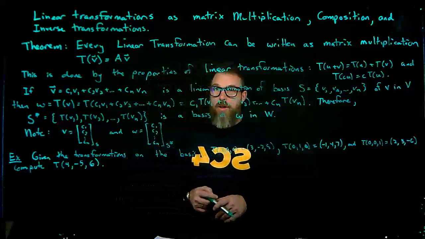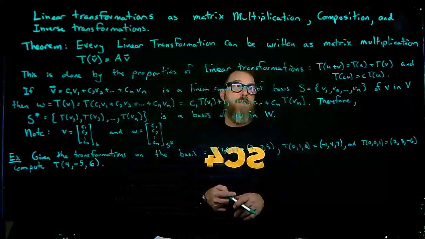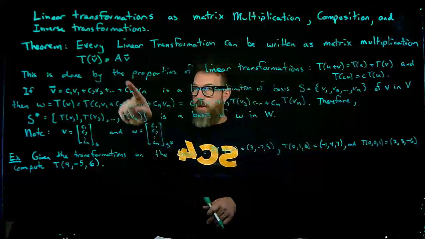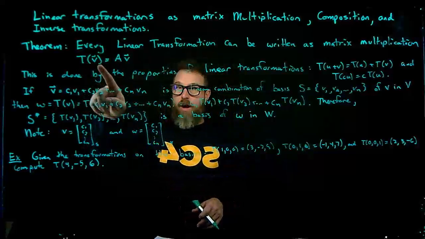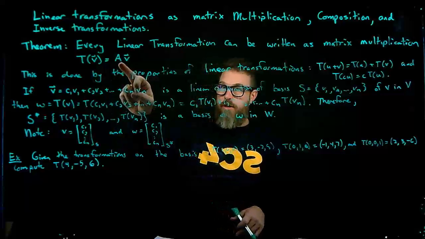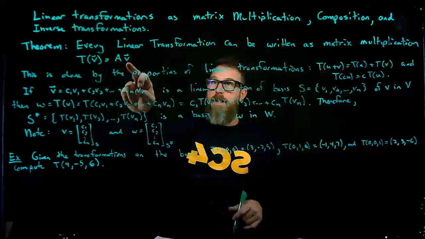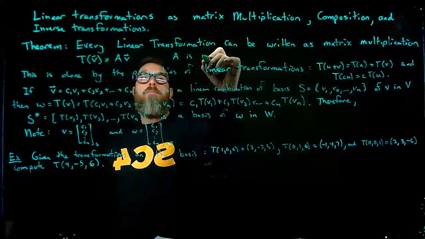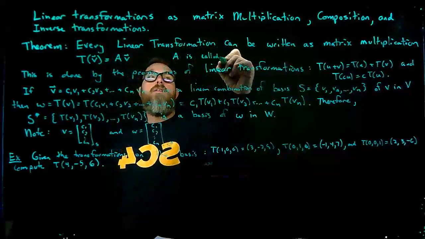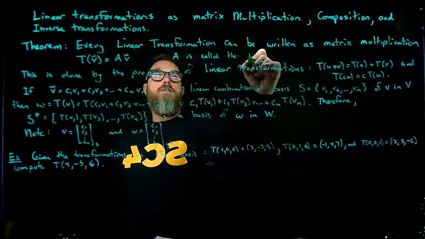So we'll start out with the theorem. It says that every linear transformation can be written as matrix multiplication. So T transformation on vector V can always be written as some matrix A times V, and what we're going to call this is A is called the standard matrix.